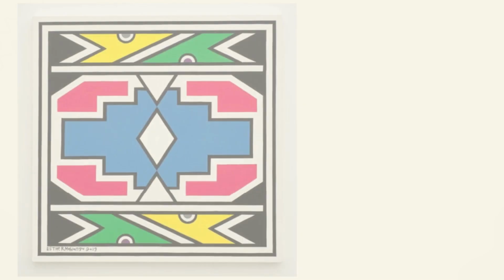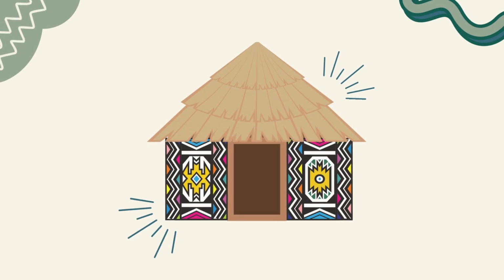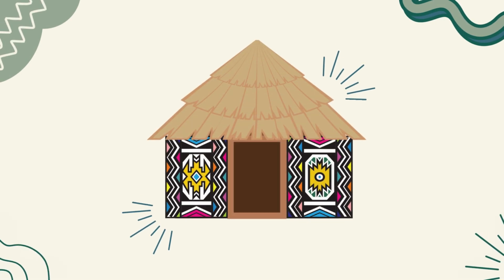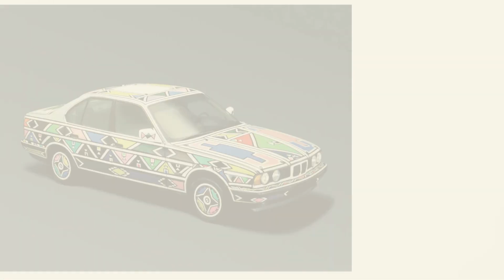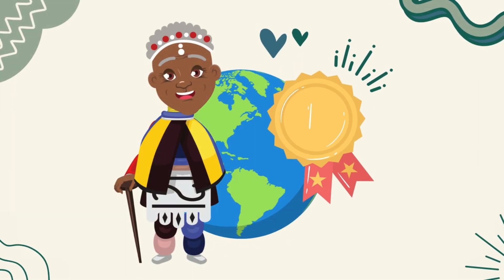These patterns often feature bright colors and bold geometric shapes like triangles, diamonds, and rectangles. But Esther didn't just stick to painting houses. She took her art to the next level. Her work gained international attention when she was invited by BMW to paint an art car. This project brought her unique style to the world stage and helped her gain fans from all over.